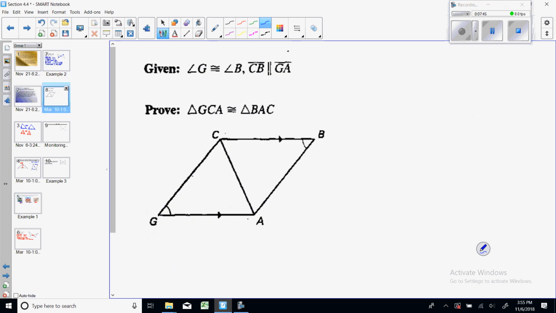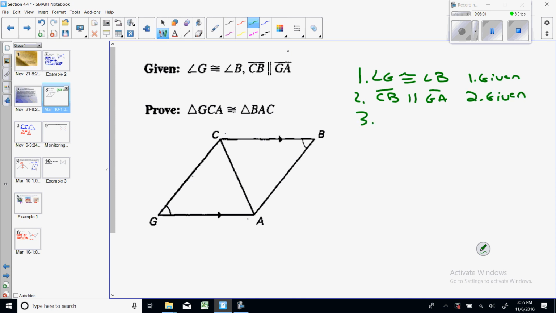Okay, here's another example. This time we're given that angle G is congruent to angle B, and that is marked off. Our other piece is that CB is parallel to GA, and those are two segments there also. For my third step, I always go with the very first thing that I notice, which generally is going to be the reflexive property. So because I know I've got a shared side here, I know that segment AC is congruent to AC by the reflexive property, and that's the one that I use.